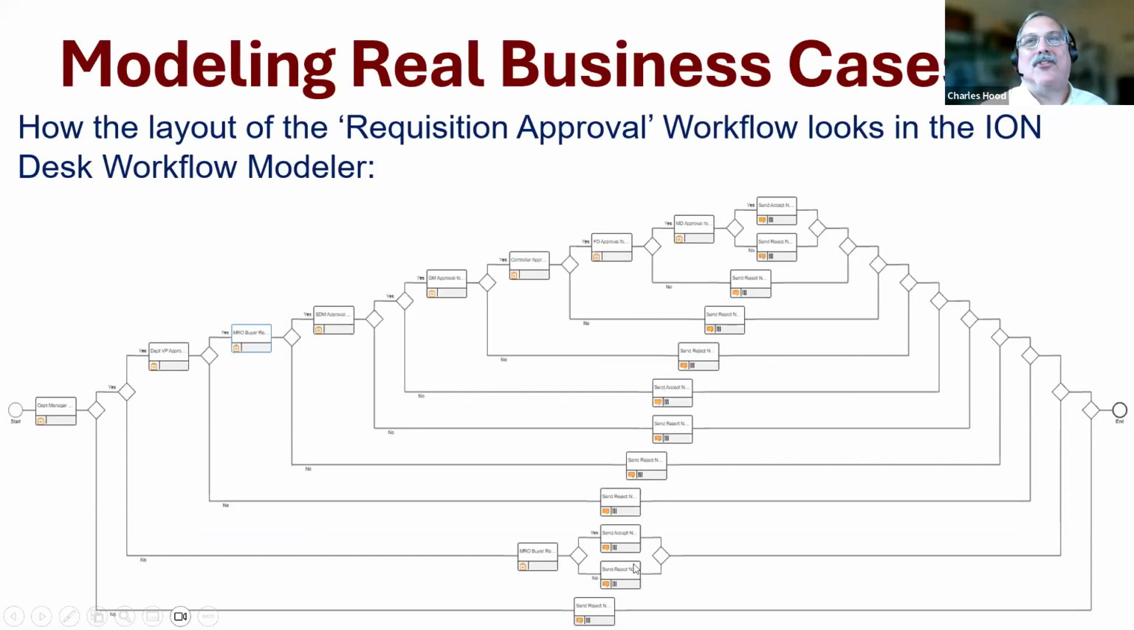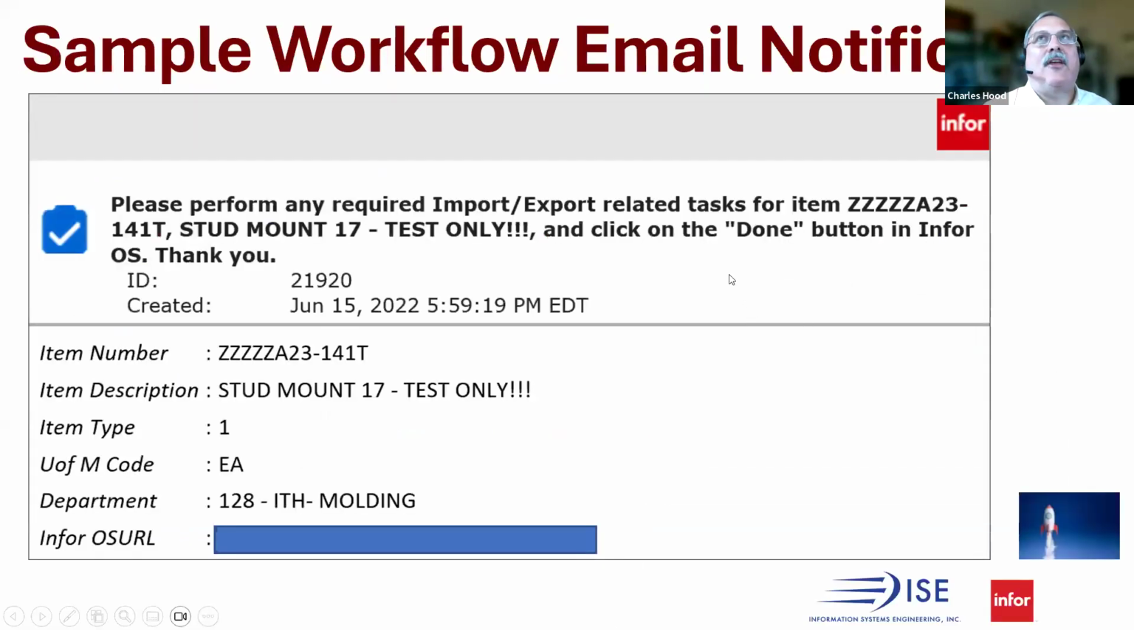Yeah, I would streamline it, but it does show the multi-branching really well, which is one reason I thought I'd show you that. And here's a sample email notification. This is one of those collaborative workflows where you're doing a brand new item revision. It's telling you someone in the import-export department needs to do the import-export related task, and then they need to click on the done button. If it's an approval workflow, usually it's approve or reject. But if it's a collaborative workflow, then the button usually says done. Okay, so let's take a look at a live workflow here.